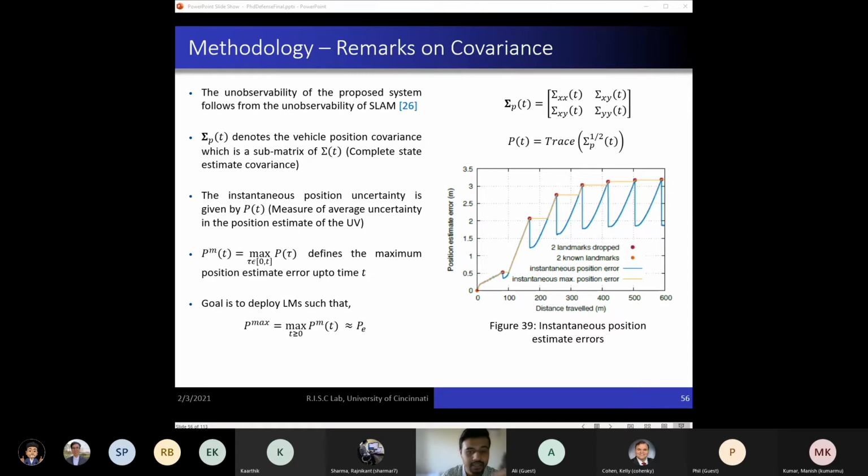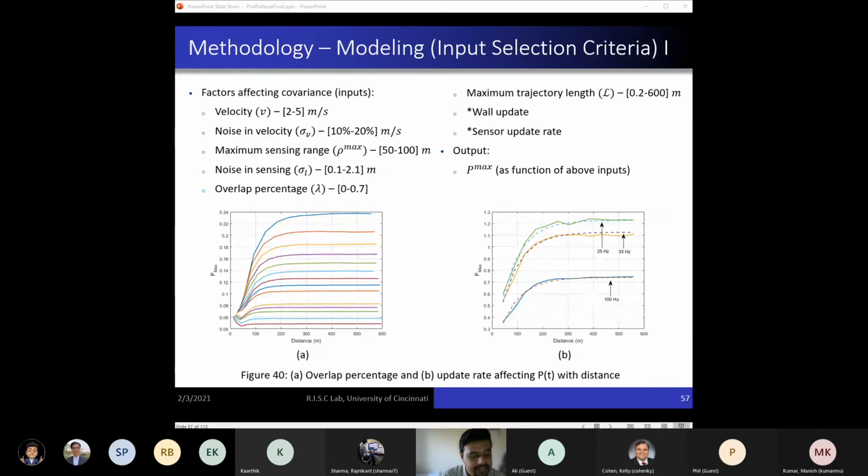Now, PT increases with time for an unobservable system. However, it immediately decreases after a pair of landmarks are dropped. So we consider the maximum uncertainty at any given time t to be the maximum value of PT up to that time. This is represented by the yellow line in figure 39. However, to get a continuous upper bound, we obtained a curve by joining the red dotted lines in figure 39. We see that after joining these red dotted points, the inputs have an exponential relationship with PT.